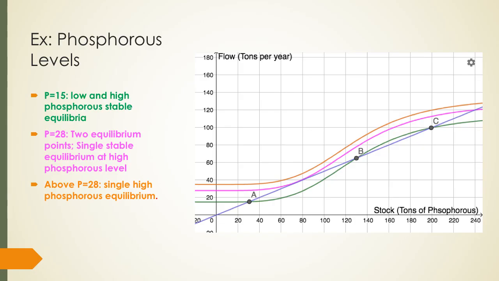Here, I've shown inflow curves for several different parameter values. The green curve corresponds to P equals 15. In this case, we've already seen that there are three equilibrium points, marked A, B, and C. As P increases, the inflow curve will shift from green to magenta. In the process, the equilibrium points at A and B will move closer together. At P equals 28, shown in magenta, A and B will merge into a single equilibrium point, which is no longer stable. The high phosphorus equilibrium will remain.